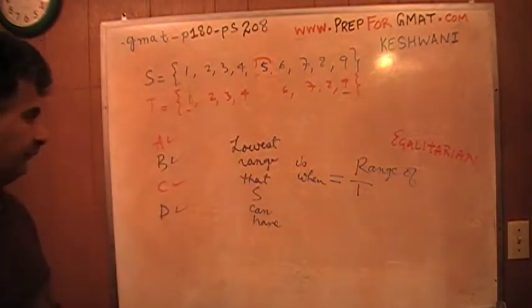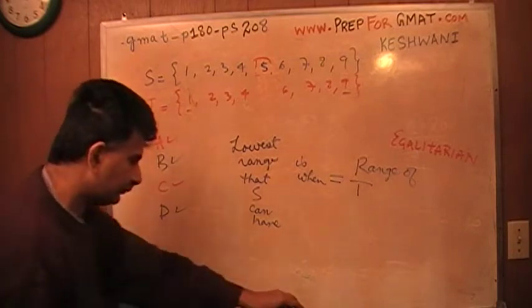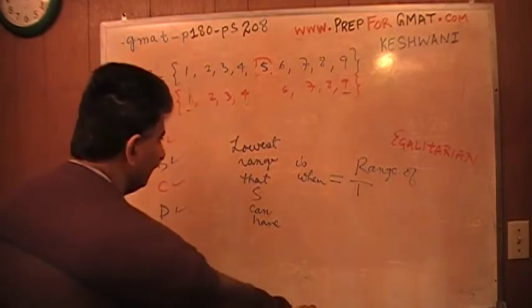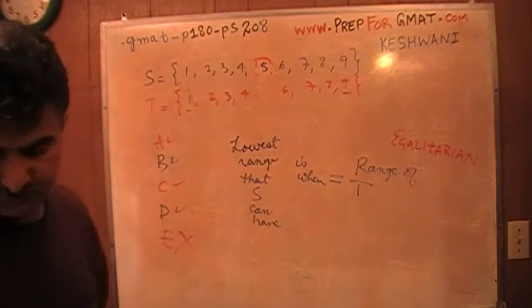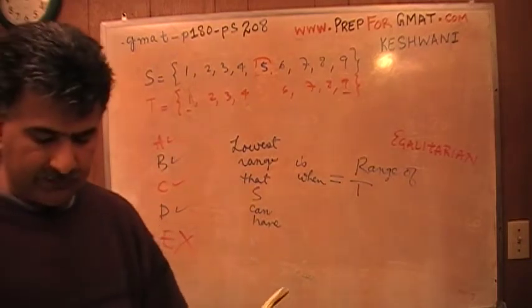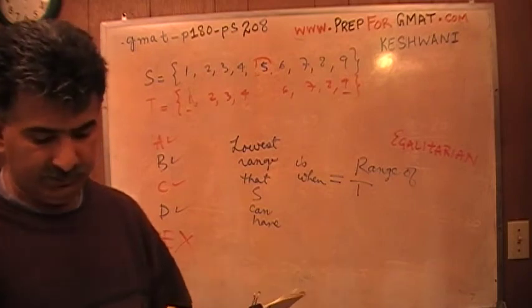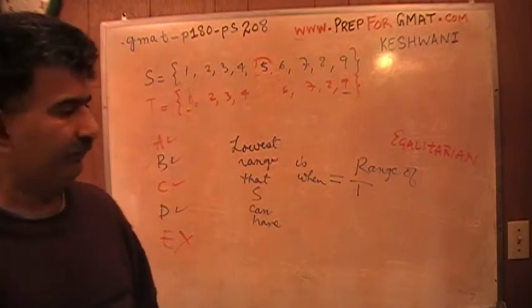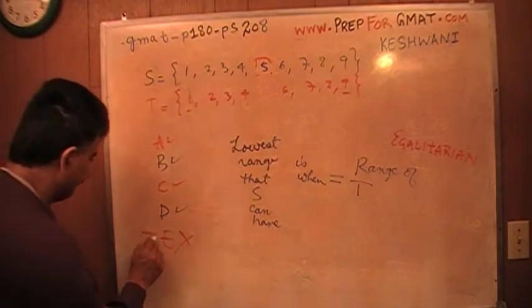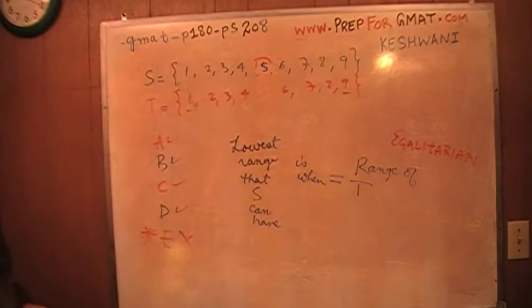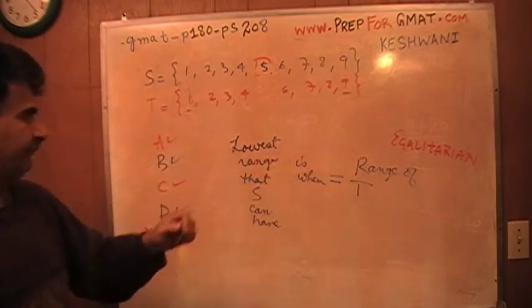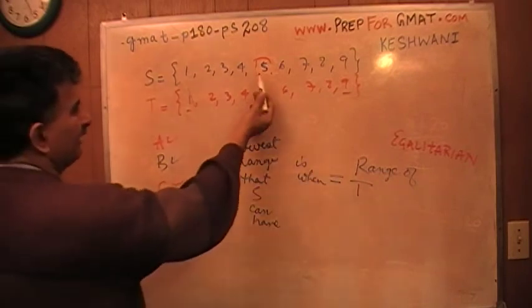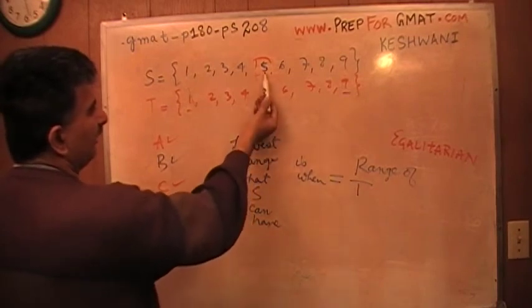That's all. The range of S cannot be lower than the range of T. Answer choice E cannot be true, and therefore the answer is E. And that's all it was. This is the extreme scenario. That's it. If this were something other than that, for example, as I explained already, if this were 50, the range would be even higher.